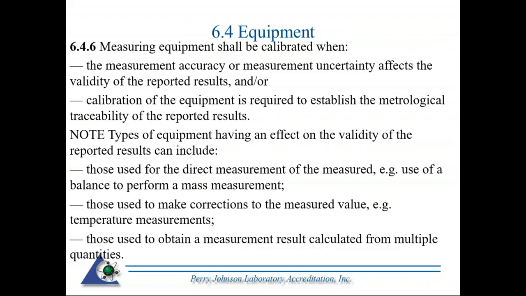Okay, so we specified equipment needed to be verified. However, measuring equipment shall be calibrated when the measurement accuracy and measurement uncertainty affects the validity of the reported result and/or calibration of the equipment is required to establish metrological traceability on the reported results. So in other words, perhaps that equipment's uncertainty is a component of your uncertainty, so you need to have that.